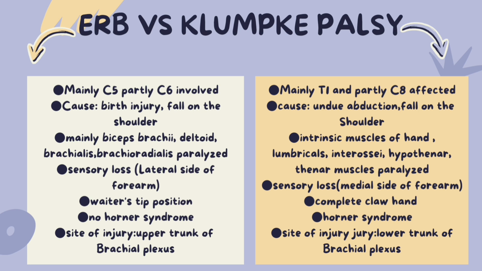Erb's palsy: mainly C5, partly C6 involved. Cause: due to birth injury, fall on the shoulder. Mainly biceps brachii, deltoid, brachialis, brachioradialis paralyzed. Sensory losses on the lateral side of forearm. Waiter's tip position. No Horner syndrome. Site of injury is the upper trunk of brachial plexus.